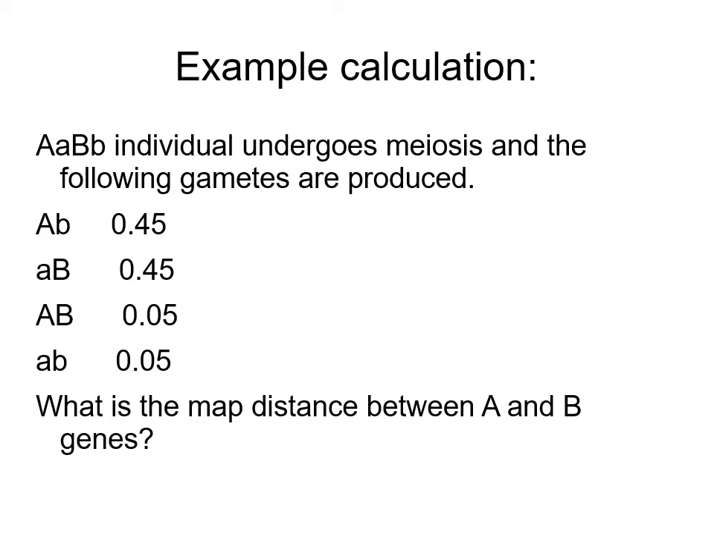So we can see very clearly that there are four gamete types, but they're not at equal frequency. But the two types, the recombinants and the parentals, are reciprocals of each other. You can see the 0.05 matches a 0.05, and the 0.45 matches a 0.45. So in terms of calculating the map distance between A and B, it's very simple, really.